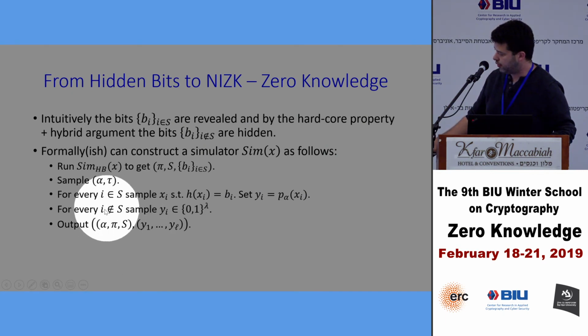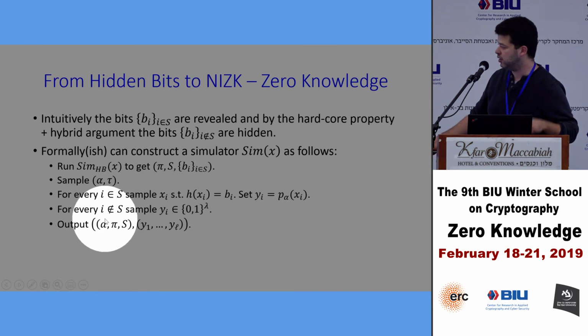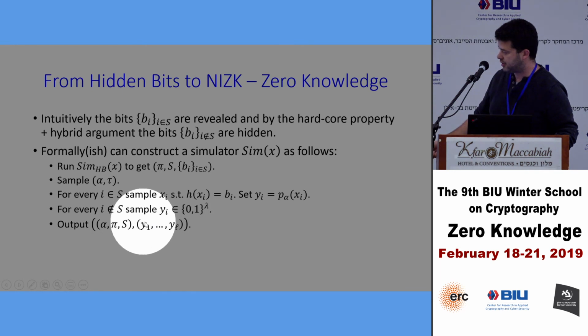This is all the first sequence of things inside brackets is what the prover sends. So it's an index of a permutation, the proof pi from the hidden bits proof system, and the revealed set of positions S. And this is the CRS.